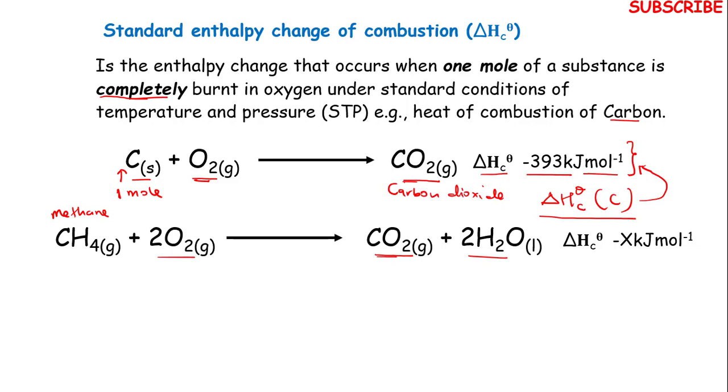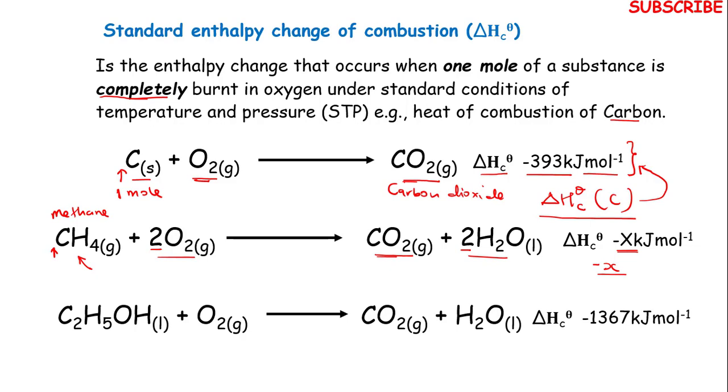So all we have to ensure is that we have 1 mole here, and then we balance our equation with the 2 and the 2. So the amount of energy that will be released, in this case, is unknown, X. So this minus X kilojoules per mole will be the enthalpy change of combustion of 1 mole of methane. Then lastly, one common example is the one for glucose.